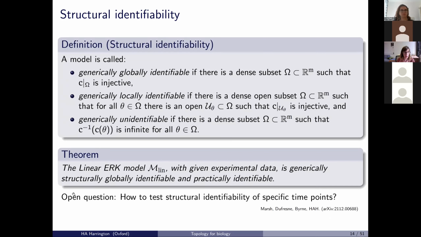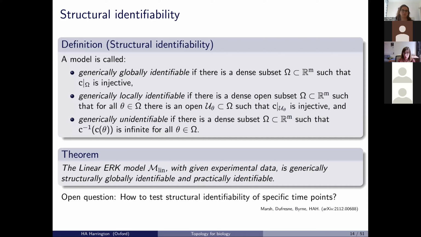But what we prove in our paper, looking at the MEC ERK system, is that the linear ERK model with the experimental data that we're given, and that's really key, is that with the data that we're given, we can prove it's generically structurally globally identifiable and is practically identifiable. So with perfect data, we can recover these parameter values, and with imperfect data up to some significance level, we can say that the pre-image of this is bounded. And so the MLE can be obtained with some bounded confidence interval at some arbitrary significance.